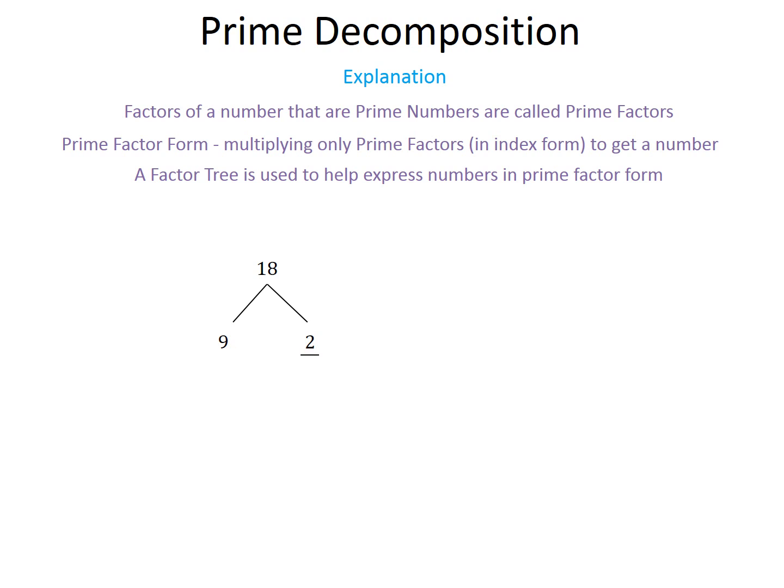That's it. But since 9's not a prime number, I now do something else. I go, okay, well, let's split this one now. What are 2 things that multiply to get 9? And the key here is you can't ever use 1.